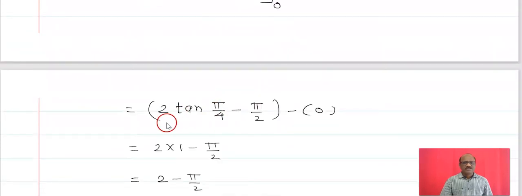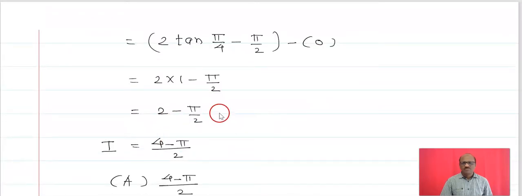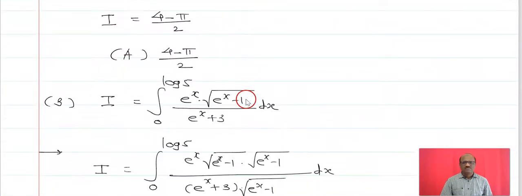Substitute the values, and then you will get 2 tan of pi by 4 minus pi by 2. Lower limit is 0. What is the tan of pi by 4? It is 1. That is 2 into 1 is 2 minus pi by 2. And overall, if we simplify, then I is equal to (4 minus pi) upon 2. And option A is the correct one.